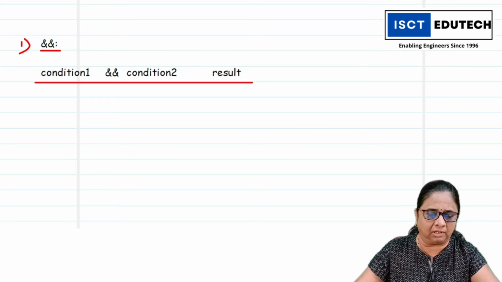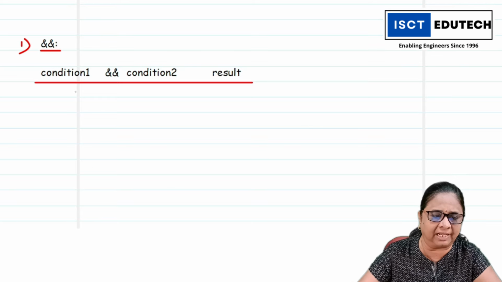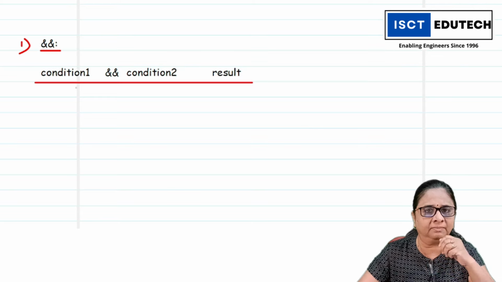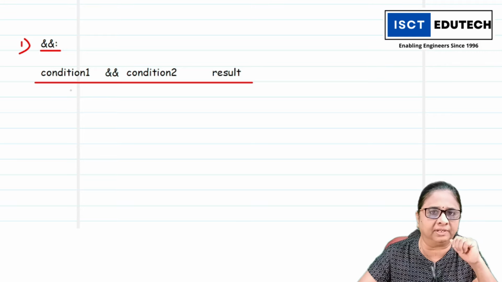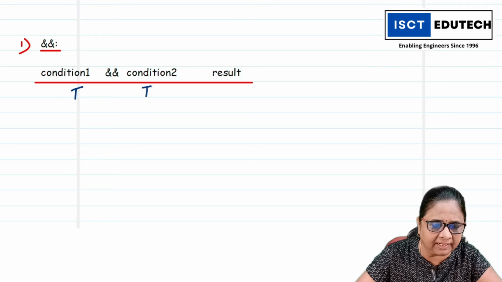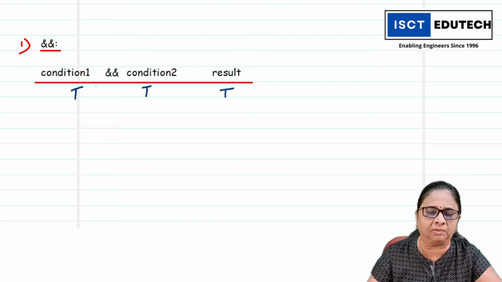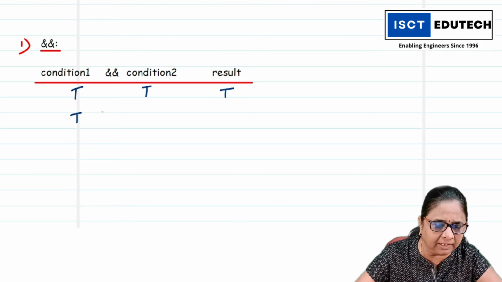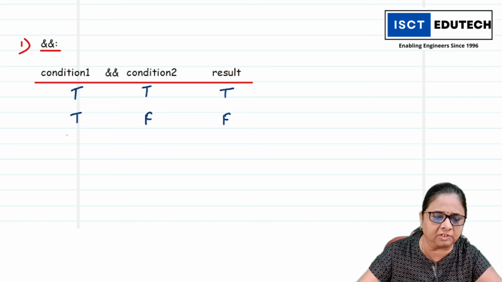Let's take one small concept for this. Let's take a table. We call this a truth table. You have studied about this in your electronics, the same thing over here. So if the first condition is true and the second condition is true, the result will always be in the true direction. It will go to the yes part. If one condition is true and the second condition is false, it will go to the false part.